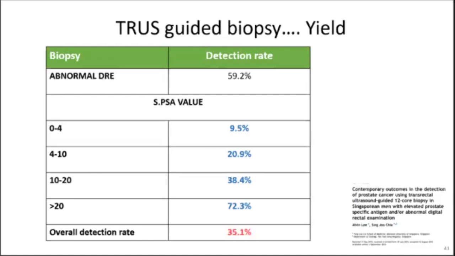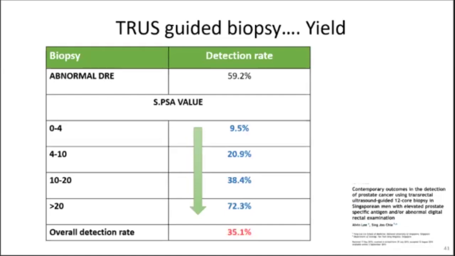So as we can clearly see, the detection rate of TRUS biopsy on abnormal digital rectal examination was 59.2%. And for a serum PSA value of 0 to 4, it was 9.5%. For a serum PSA value of 4 to 10, it was 20.9%. Between 10 to 20, it was 38.4%. And for more than 20 serum PSA value, it was 72.3%.